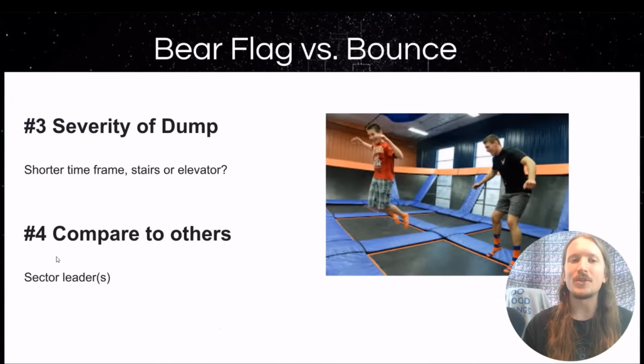Two other things that I watch. Severity of the dump. Not all dumps are created equal. Some dumps have these bear flags on the way down. When that is the case, the RSI levels can get much more extreme. When we dump straight down in an elevator, not stair stepping, that's when the V-shaped bounces are more likely to occur. But again, it depends on the setup and it depends on the market environment.